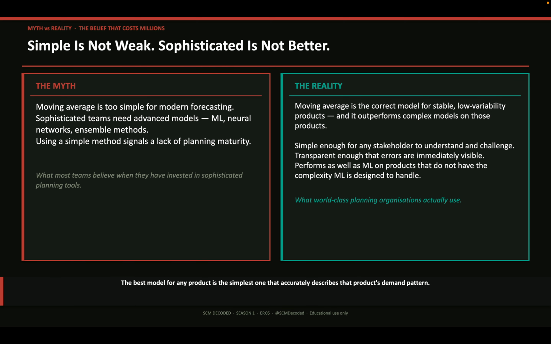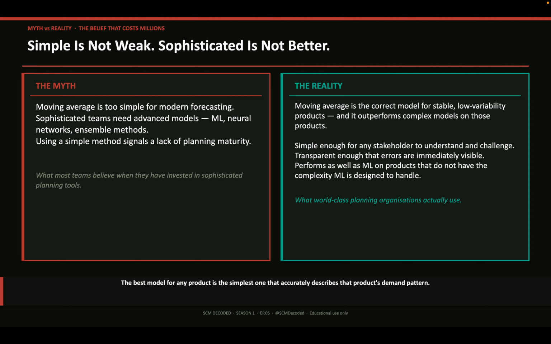So there is a belief, particularly common among teams that have invested heavily in advanced planning platforms, that choosing a simple method reflects immature planning capability. The tool has more advanced options. Surely using them produces better forecasts. Not if the product is a stable, low variability SKU. On that product, moving average is not a compromise, it is the correct model. Any stakeholder can understand and challenge the output. When it goes wrong, the error is visible and the cause is diagnosable. And it performs as well as or better than more complex models on SKUs that lack the demand complexity those models were designed for.